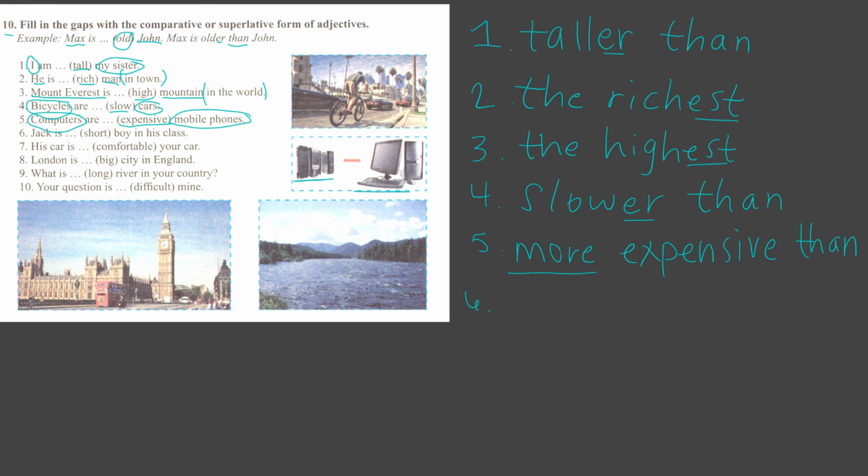Okay, number 6. Jack is blank boy in his class. So Jack is a boy. Jack and boy have the same referent. And in his class is a prepositional phrase. So in his class, in his entire class, Jack is the shortest boy. This is a superlative sentence. And because short is a short adjective, we can add est to the end.